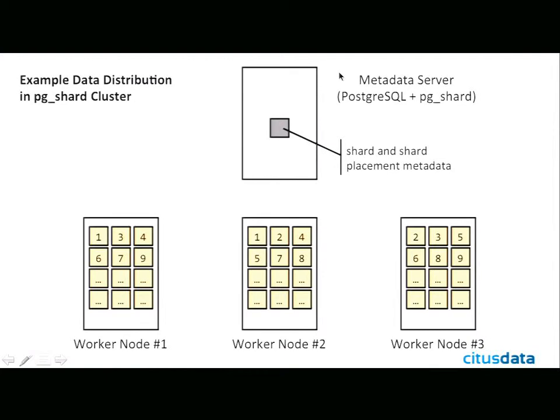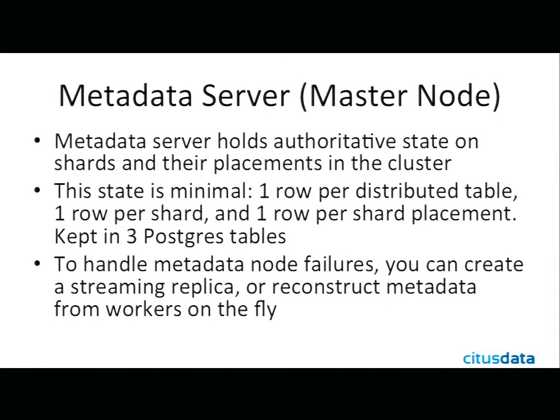The metadata server could also be the coordinator node or master node. What's special about it is that it holds authoritative state on the metadata. So the metadata server is the authority on the metadata. This metadata is typically tiny. It's on the order of megabytes, so it's easy to back up or replicate. And then we keep one row per distributed table, one row per shard, and one row per shard placement.